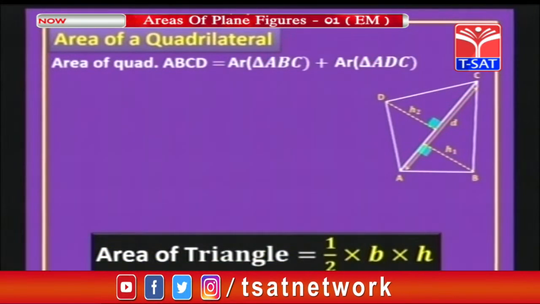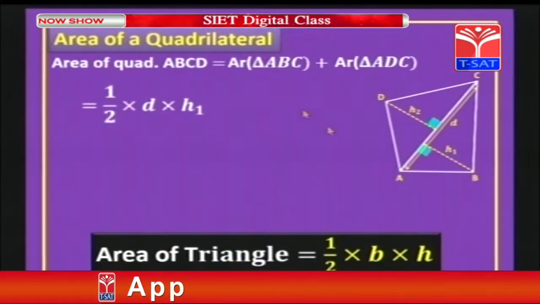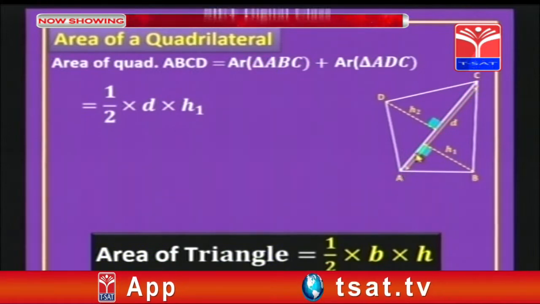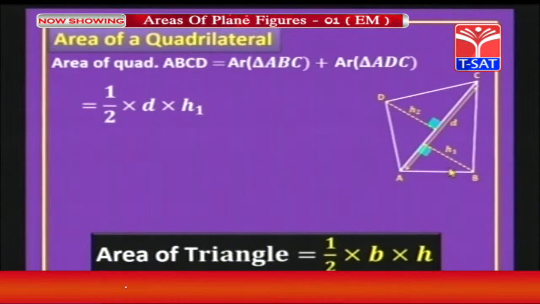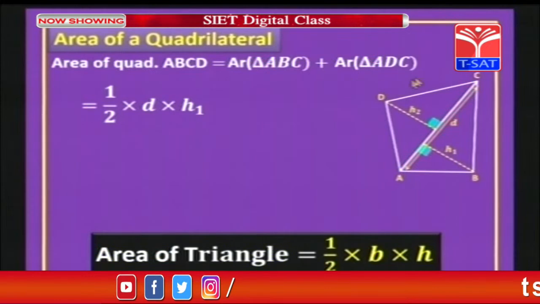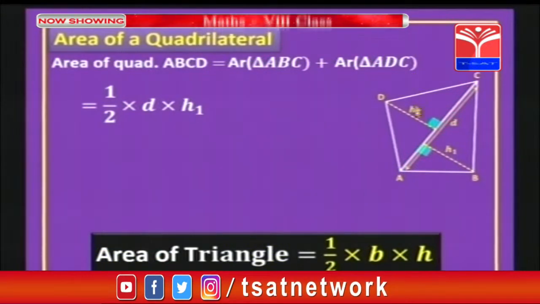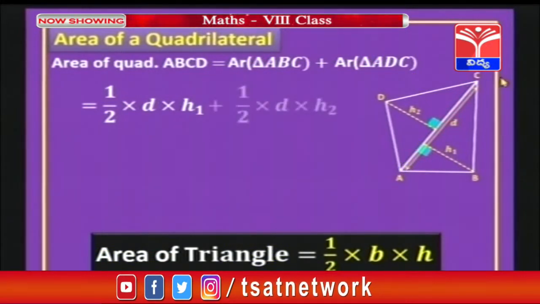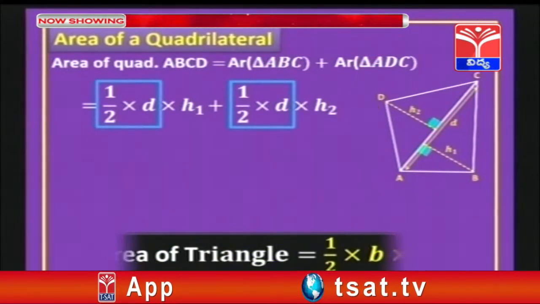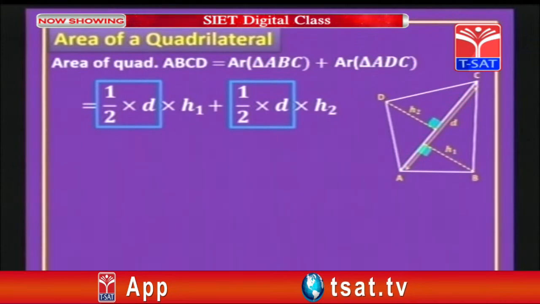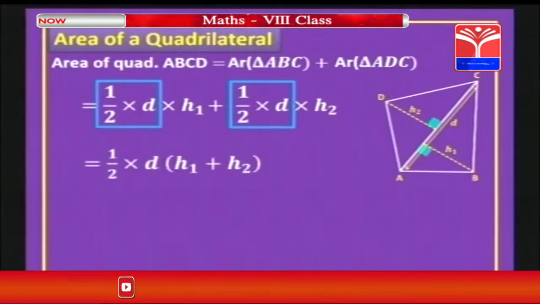So area of a triangle is given by half into base into height. So the area of triangle ABC is, I am assuming AC as the base. So what is the length of AC, children? D. So half into base, which is D, into altitude or height H1. Now what will be the area of triangle ADC, children? You are right. It is half into D into H2. Now again, do you notice anything common? Right, half into D. Now take out that half into D, children. You are left with H1 plus H2.